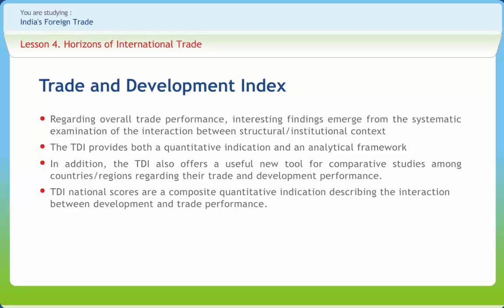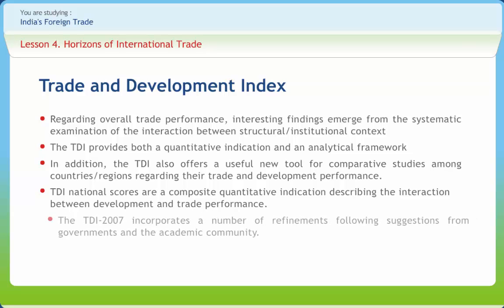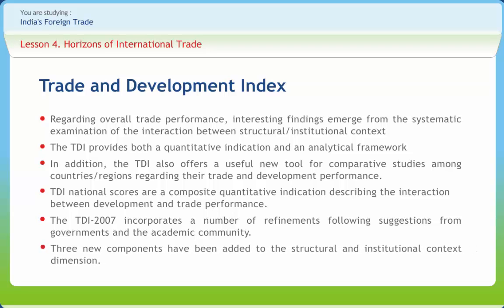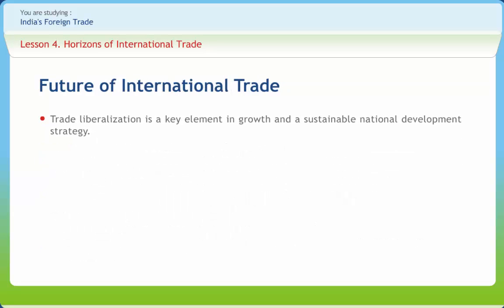TDI national scores are a composite quantitative indication describing the interaction between development and trade performance. The TDI 2007 incorporates a number of refinements following suggestions from governments and the academic community. Thus, three new components have been added to the structural and institutional context dimension, namely domestic finance resources, international finance resources, and macroeconomic stability, in addition to six components contained in the TDI 2005. Furthermore, two new components, trade performance and economic and social well-being, have been added to the newly defined trade and development performance dimension.